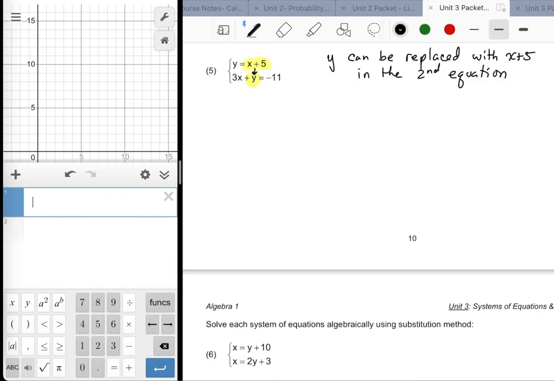Even though y and x plus 5 look very different, they're the same based off of what the first equation is saying. The first equation is saying y and x plus 5 are the same, which means that they're interchangeable. All right, so in my second equation, I'm going to say, all right, well, I don't want the y there. I want the x plus 5 instead.